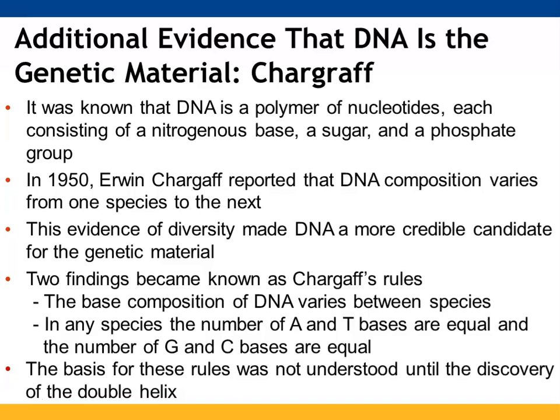And so, Chargaff's rule was that the base composition of DNA is going to vary between those species, and that regardless of what species you're working with, the amount of adenine and thymine bases you have are equal, and the amount of guanine and cytosine bases are equal. And there really wasn't a whole lot of awareness at this point as to why that was so essential, that you have equal amounts of A and T and G and C. But when the double helix was discovered, that became more clear.